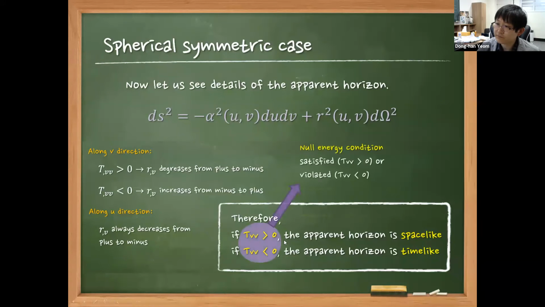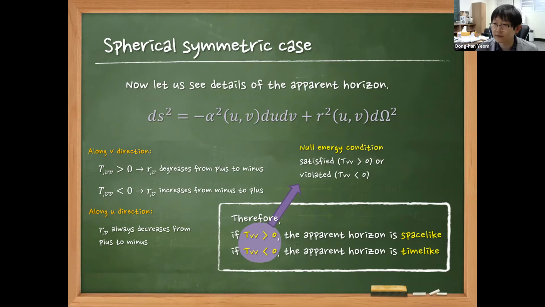So the sign of TVV is related to the so-called null energy condition. If TVV is greater than 0, then the null energy condition is satisfied, and there is an incoming energy flux. If TVV is less than 0, then the null energy condition is violated, and there is an incoming negative energy flux.